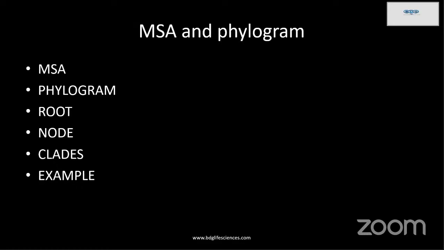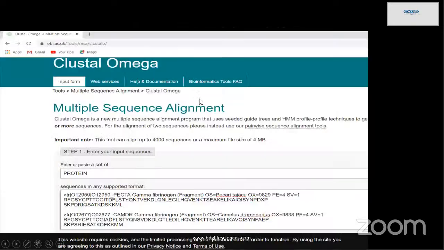So we'll take one example for this. Yeah, so this is where I have taken gamma fibrinogen protein in 7 different species. I will go to Clustal Omega through Google, and then I will get this page of multiple sequence alignment in which you have to paste your entries. So I put in all the numbers.